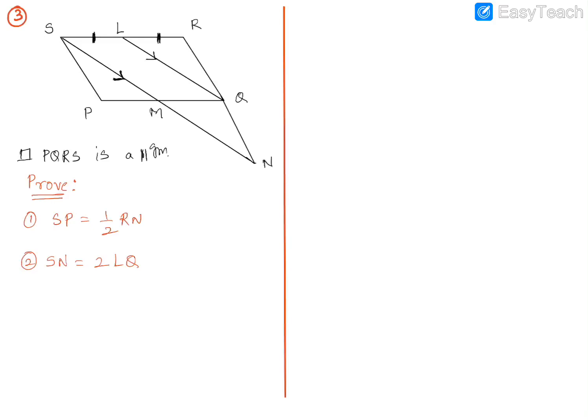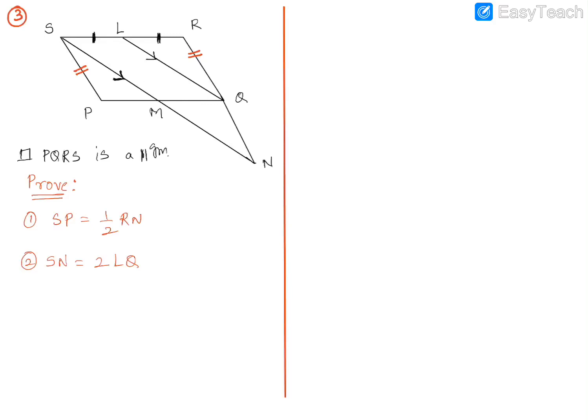Okay guys, out here you don't need to make any construction, so we'll just begin the problem directly. What was the first part you have to prove? SP is half of RN. Now since PQRS is a parallelogram, I can say that PS is equal to RQ. Why? Because they are opposite sides of a parallelogram. Correct? So we'll be done with that one part.